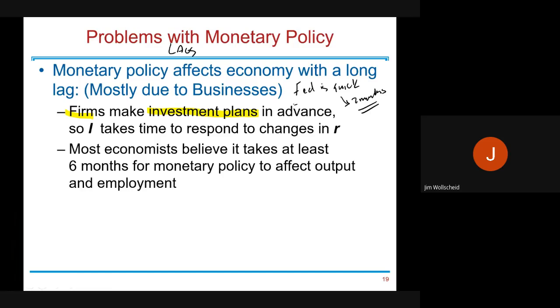So it can be done quickly, and it often is. The Fed often responds very quickly to recessionary conditions. The problem is the firms don't. It's going to take a while before they magically make an investment. It's like people just all of a sudden go, I think I'm going to buy a house today. Well, maybe some of you do, but most people don't. They don't wake up this morning and say, I think today's the day to buy the house.